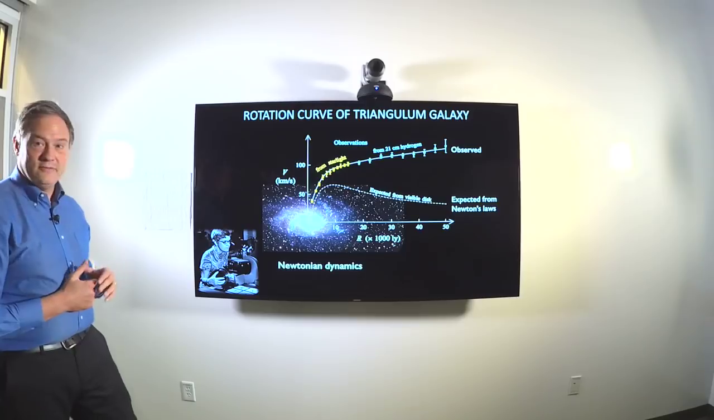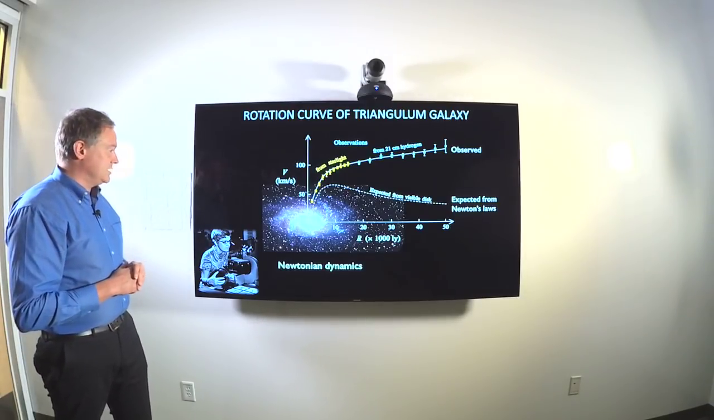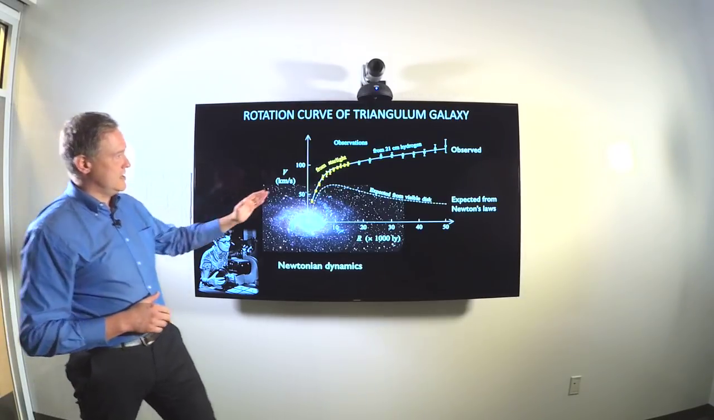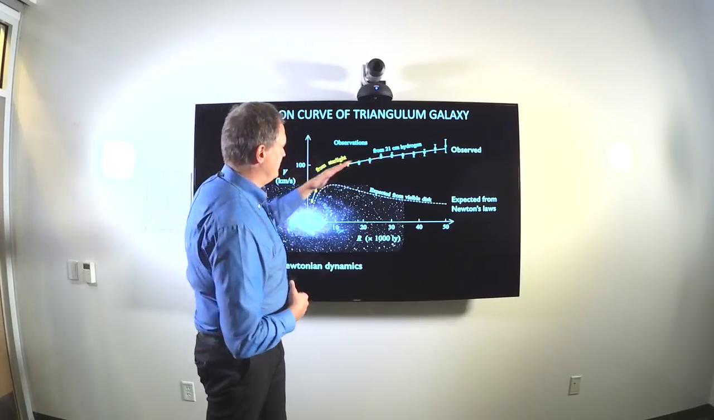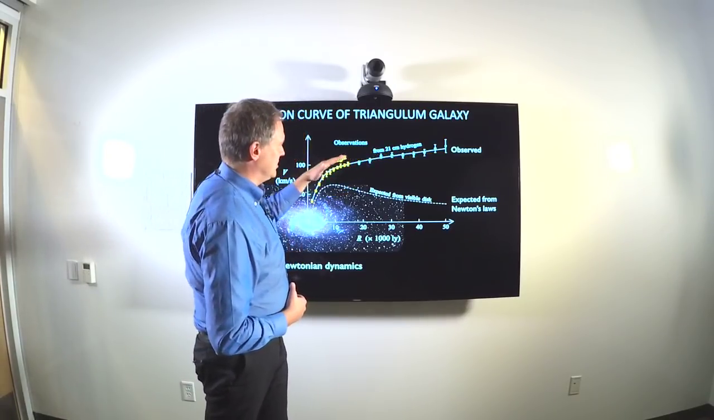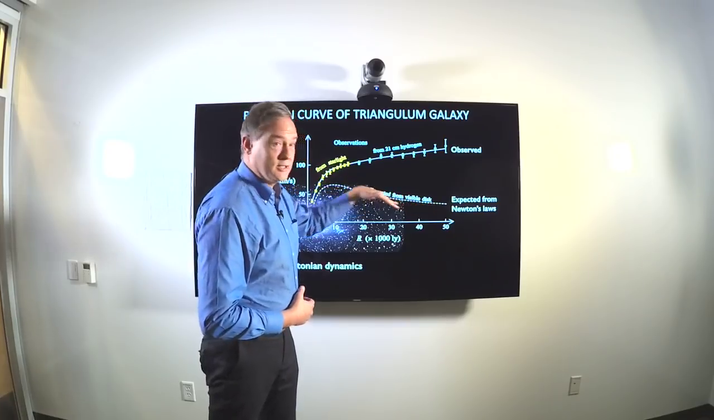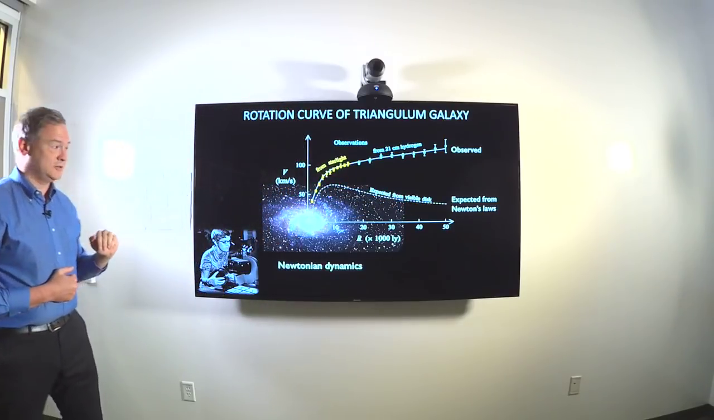And this was discovered by Vera Rubin and collaborators in the 1970s and 1980s. So you can see how observations have high velocities at large distances, whereas this is what you would expect if you only had the visible matter up there to look at.